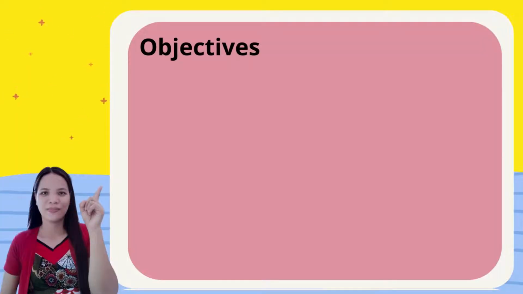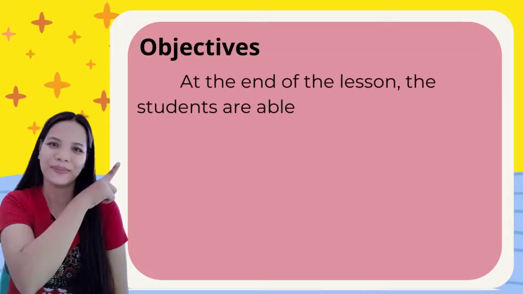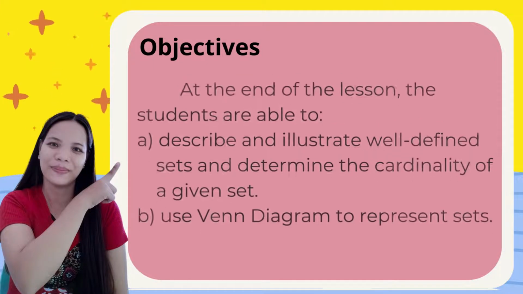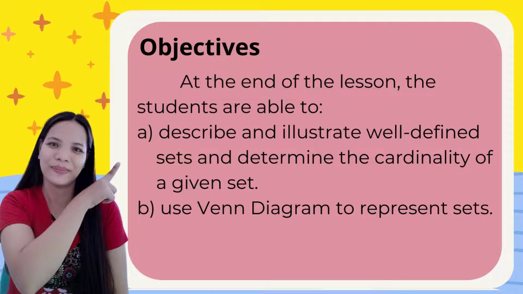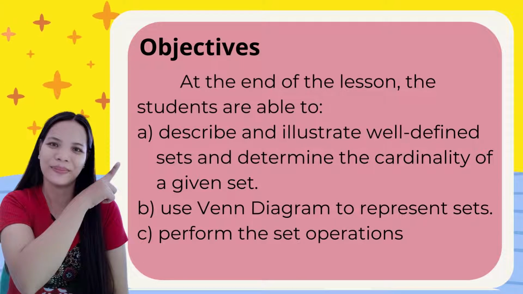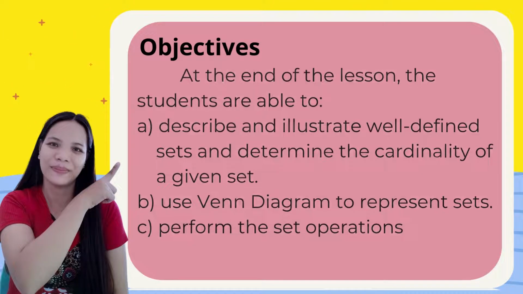For our objectives, at the end of the lesson, the students are able to: letter A, describe and illustrate well-defined sets and determine the cardinality of a given set; letter B, use a Venn diagram to represent sets; letter C, perform the set operations.